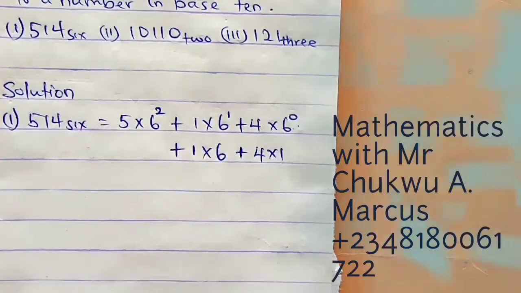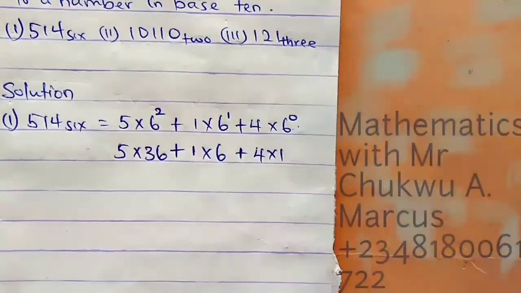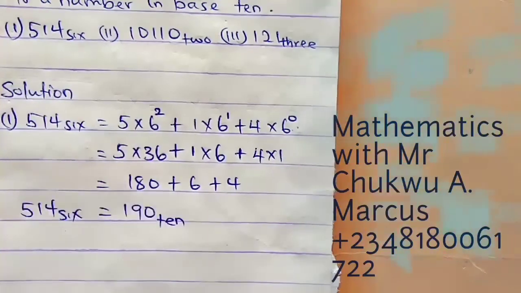6 raised to the power 2 is not the same as 6 times 2. Rather, it means 6 times 6, which is 36. Therefore, we're going to have 5 times 36. We have the following as our expanded numbers. Sum it together, we have the result. Let's go for the second question.